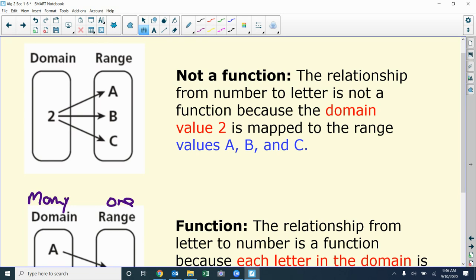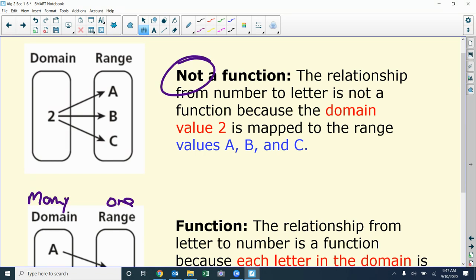That's called a one-to-many, not a function. Still a relationship, but not a function. It's not unique. So I chose the cell phone to hopefully help you think about numbers there. How's that make you feel? You got an idea?